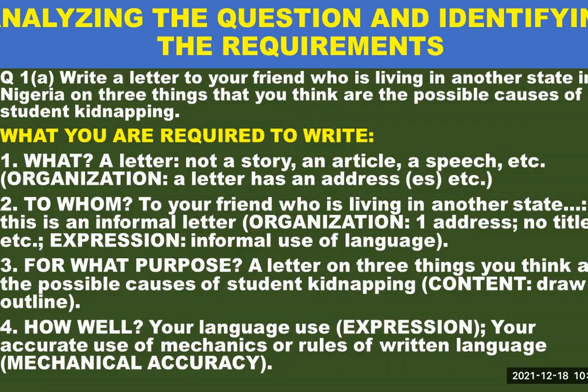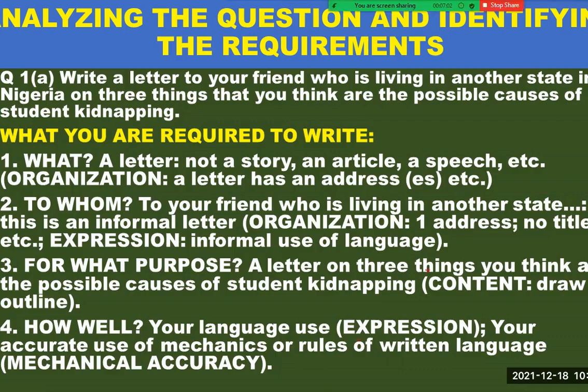Number three, for what purpose? Now, this is a letter you are asked to write to your friend, and the purpose is to discuss three things you think are the possible causes of student kidnapping. So at this juncture, you have to draw an outline. Once you have analyzed the question, you have discovered the purpose of the question, what you are asked to write. You are asked to write three possible causes of student kidnapping. So at this juncture, you can draw an outline, all right?